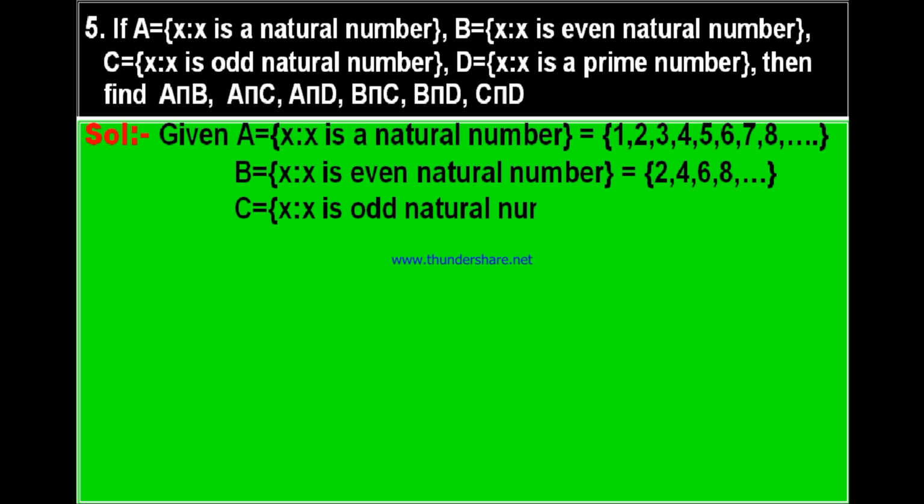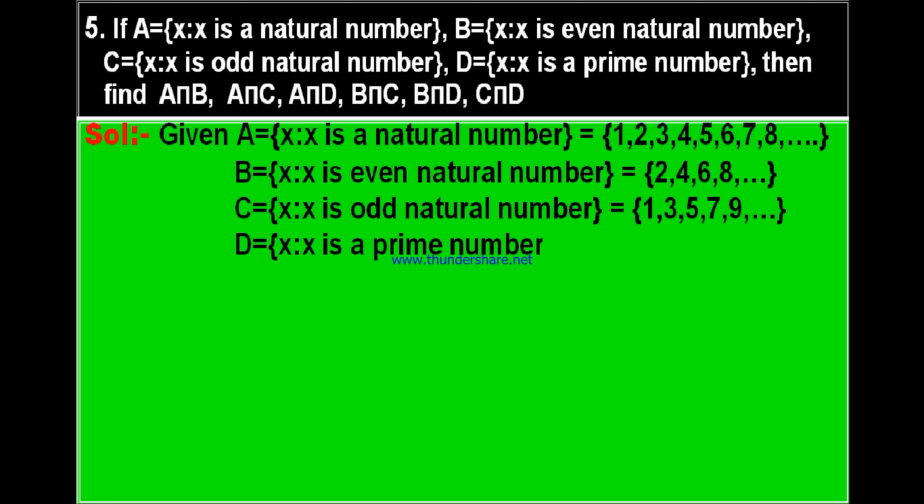And C is equal to the set of x such that x is an odd natural number. Odd natural numbers start from 1, which is equal to the set of 1, 3, 5, 7, 9 and so on. And D is equal to the set of x such that x is a prime number. The prime numbers start from 2. Therefore D is equal to 2, 3, 5, 7, 11 and so on. This is set D. Now we have sets A, B, C and D in roster form. But we were given them in set builder form and we converted them into roster form.